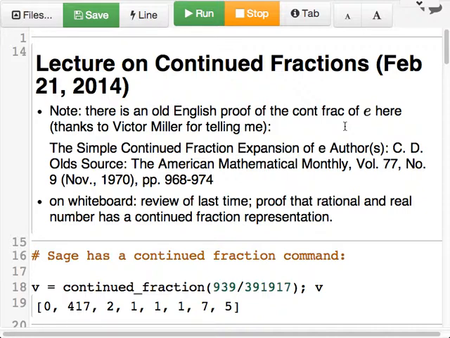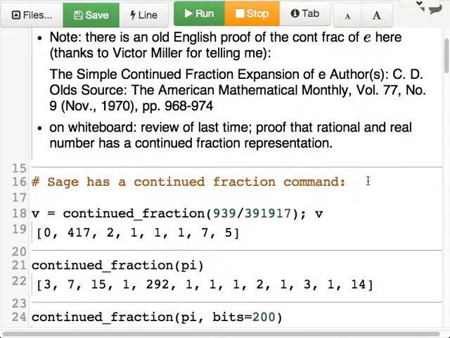And I'm going to talk on the whiteboard a bit about the fact that all rational and real numbers can be represented, and I'll give two proofs. So this will be like a purely theoretical discussion. But first, I just want to show you how to work with continued fractions in Sage, and some examples of continued fractions, and then we'll get back to the theory.